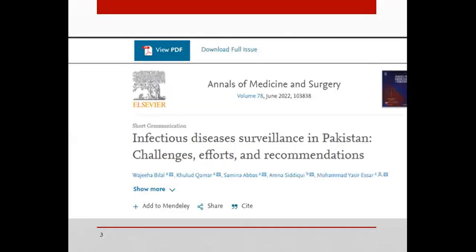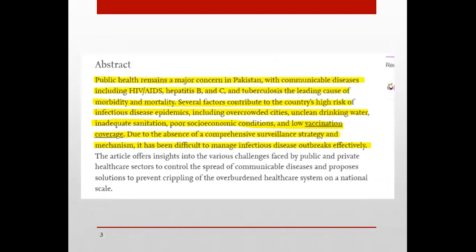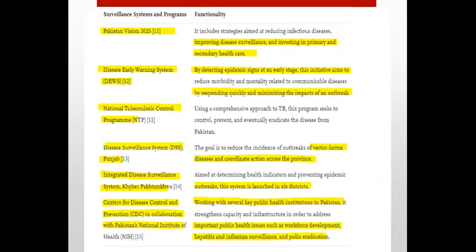Another article was published: infectious disease surveillance in Pakistan, challenges, efforts and recommendations. They show that public health remains a major concern in Pakistan, with communicable diseases including AIDS, hepatitis B, C, and tuberculosis as the leading causes of morbidity. Due to the absence of a comprehensive surveillance strategy and mechanism, it has been difficult to manage infectious disease outbreaks effectively in Pakistan. They present various surveillance systems and programs established in history.